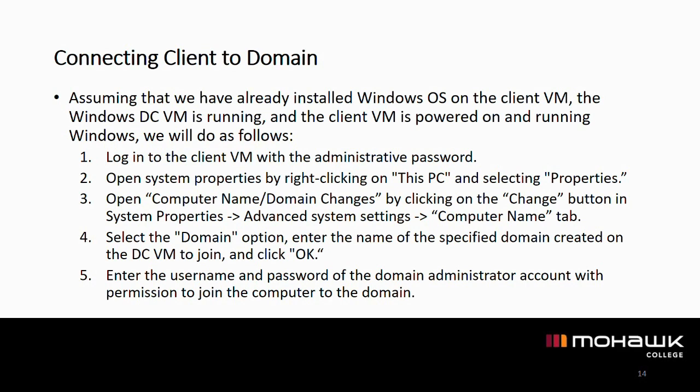selecting the Computer Name tab. So in order to do that, in the System Properties window, click on Advanced System Settings. That is a link on the left-hand side. In the System Properties window, click the Computer Name tab. Click the Change button to join or change the computer's domain or workgroup.